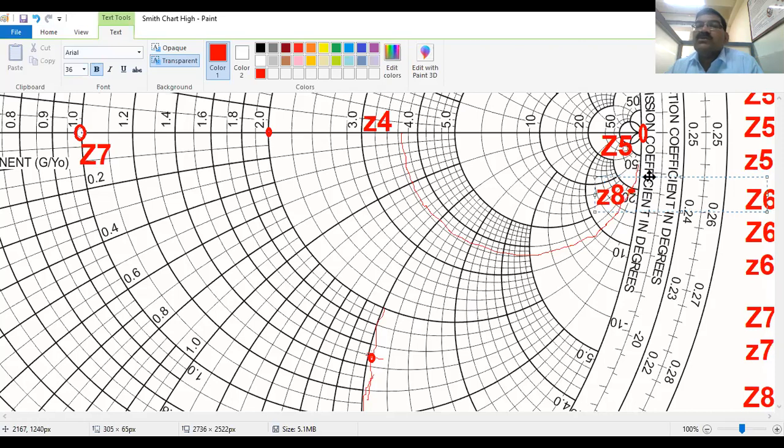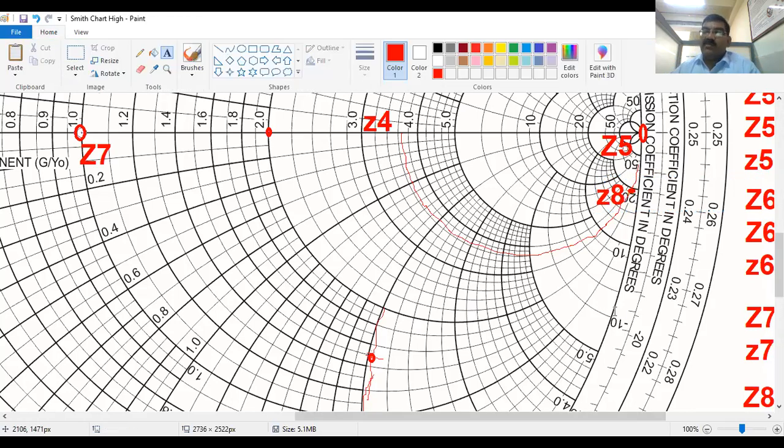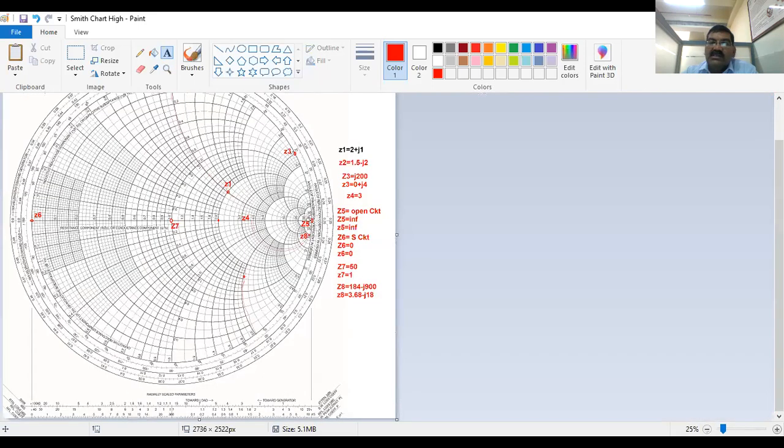So this is the impedance. These are the 8 impedances we have plotted, and you can see all 8 impedances cover your entire Smith chart. Now, with these impedances plotted, we can plot the admittances. How the admittances can be plotted, we'll discuss in the next lecture.